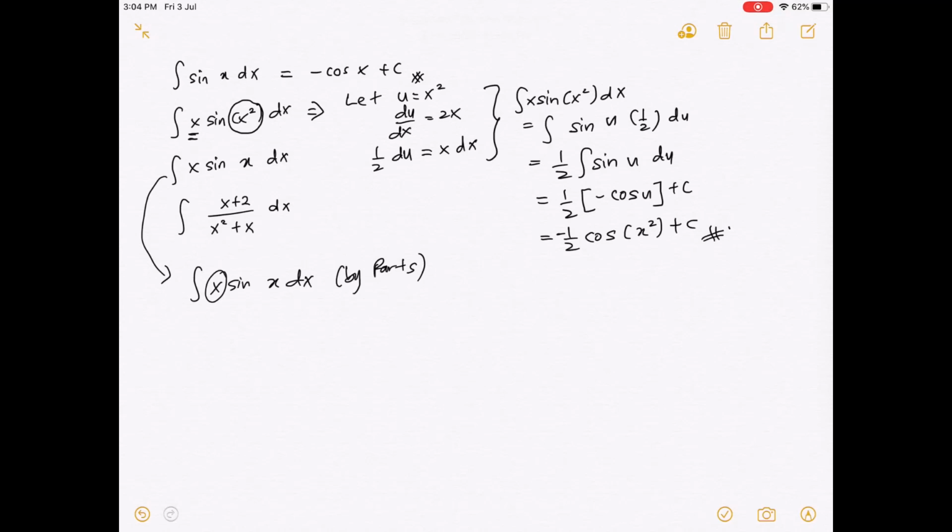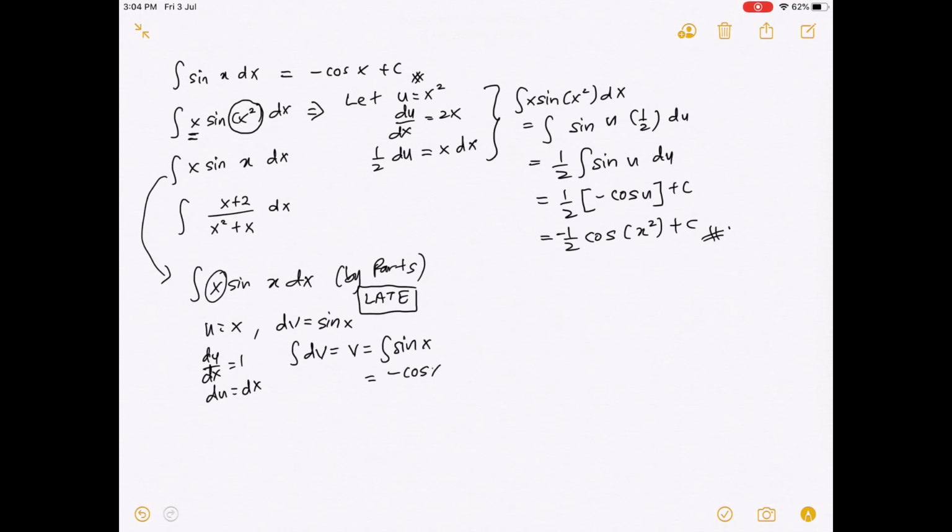Okay, so in the by parts technique, remember this one, LATE: log, algebraic, trigo, and exponent. So in this case, algebraic comes first before the trigo, so u is the algebraic x, and then dv is the trigo sin x. So we differentiate u, we will have 1, so our du is dx. We integrate dv, we'll get v, meaning we integrate the sine x, so we will have negative cos x.